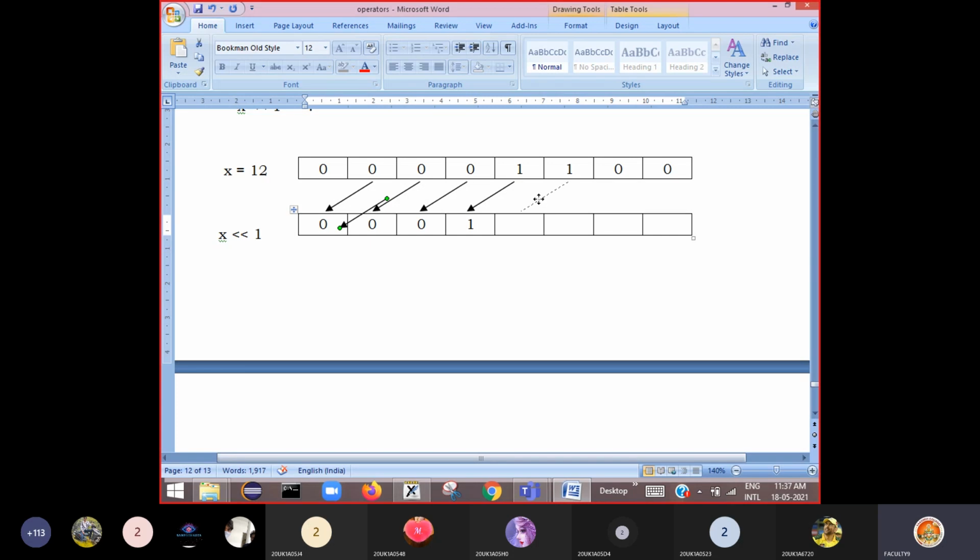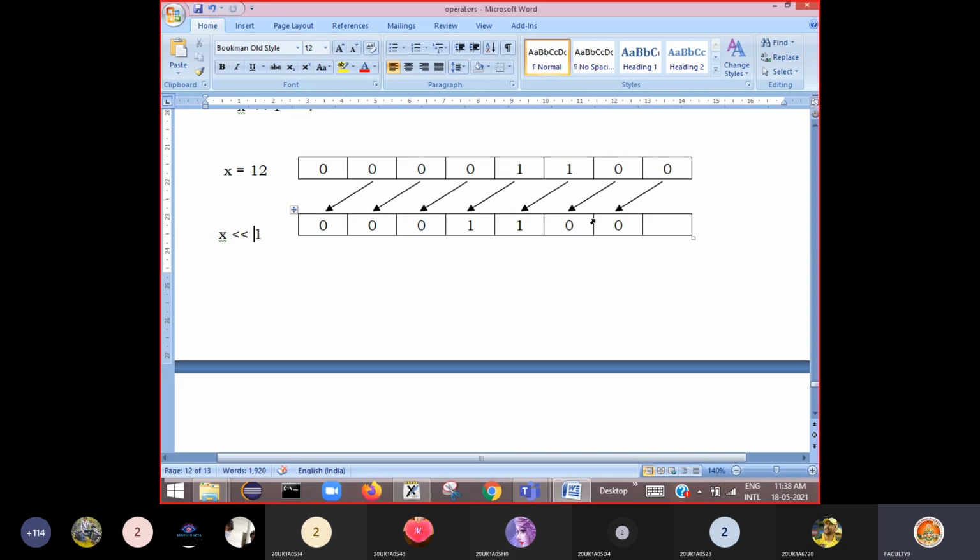Now this bit will come here, then this bit will come here, then this bit, and this bit will come here. So what happened here? When this bit moves towards left, it comes here. So here an empty vacant position is created on the right side, because you are moving all the bits towards left by one bit position.